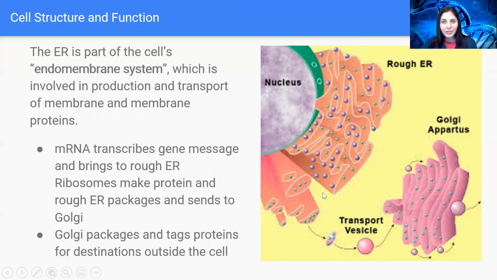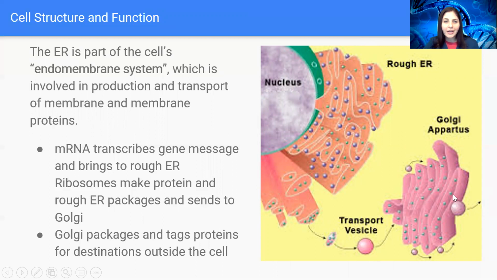So within the nucleus, we have DNA. DNA needs to get its message outside of the nucleus, but it can't do that by itself. So it uses messenger RNA. Now, messenger RNA transcribes the gene message from the DNA, and it brings it out to the rough endoplasmic reticulum. The ribosomes here are going to synthesize those proteins. The rough ER packages it off, sends it to the Golgi apparatus, which is this guy right here.